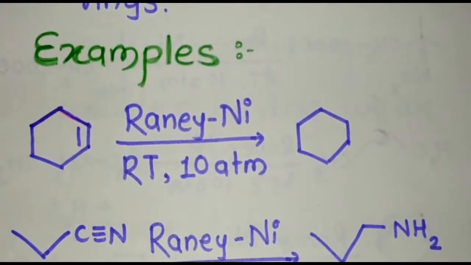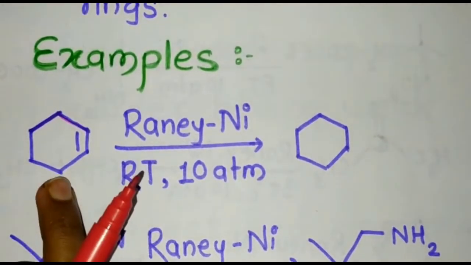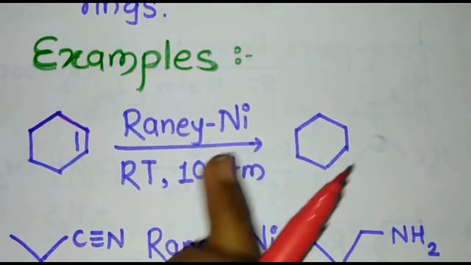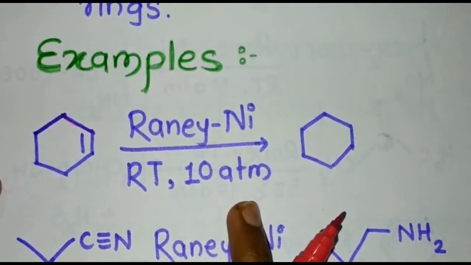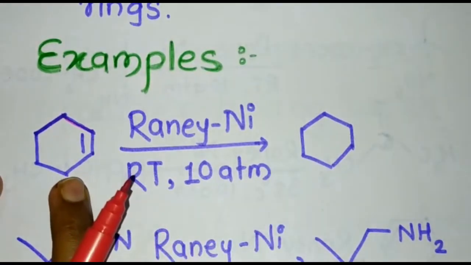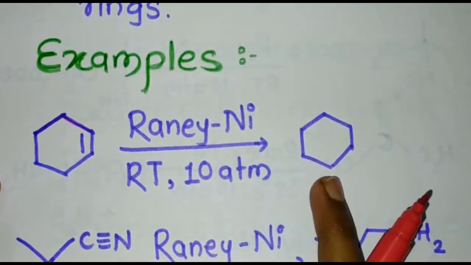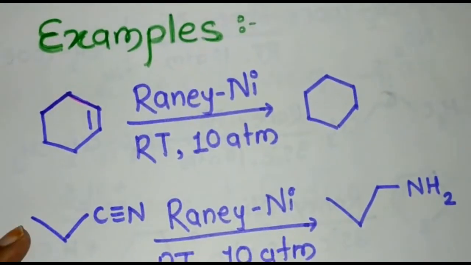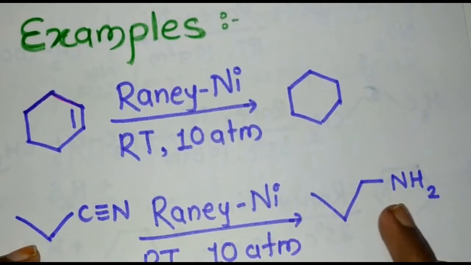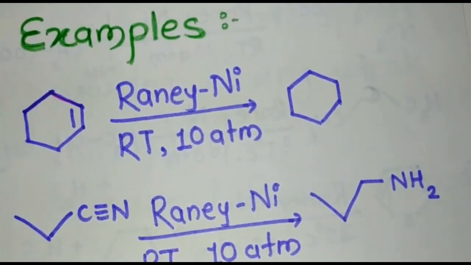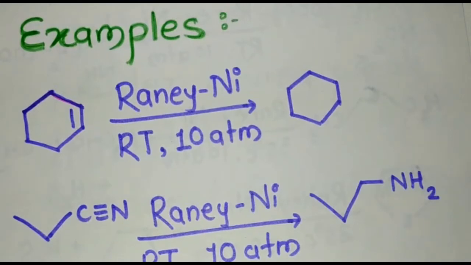Here this is the cyclohexene. In our first example you can see that the Raney nickel is present, room temperature is there and 10 atmospheric pressure is present. So the cyclohexene is reduced to the cyclohexane. Here the cyanide group is present, so the cyanide group gets reduced and here you can see that the amine group will be formed. The temperature is the room temperature.